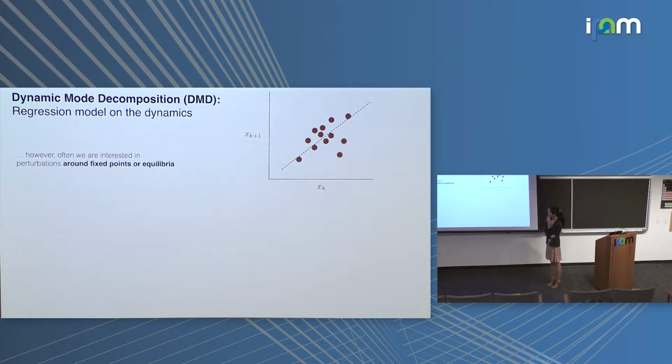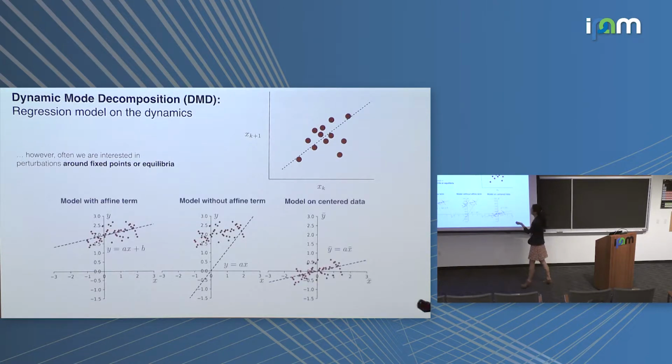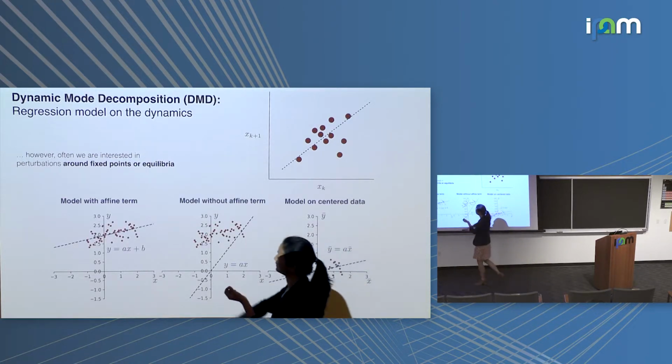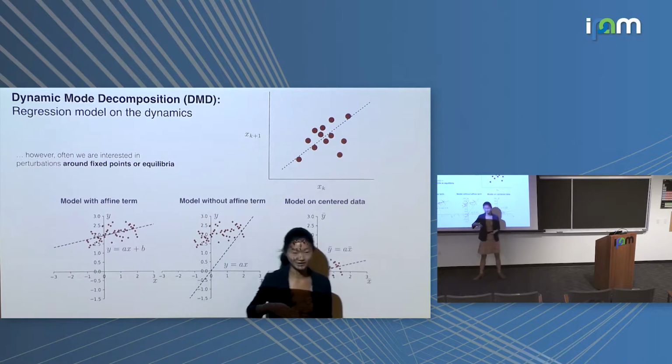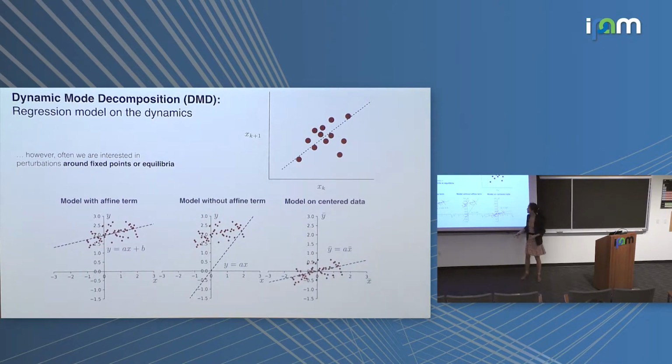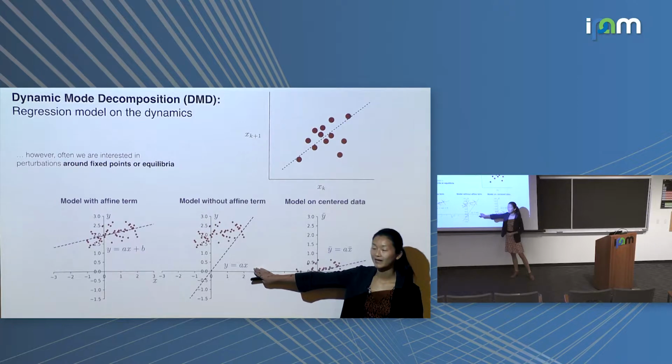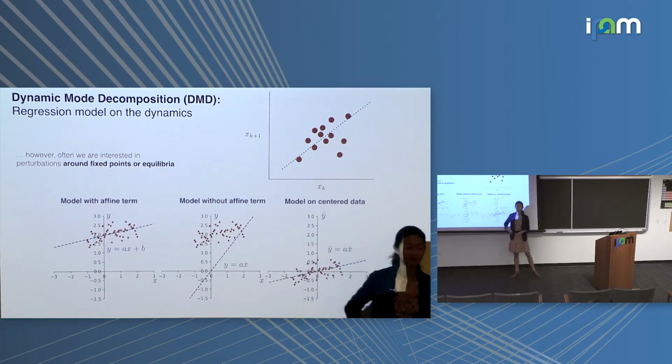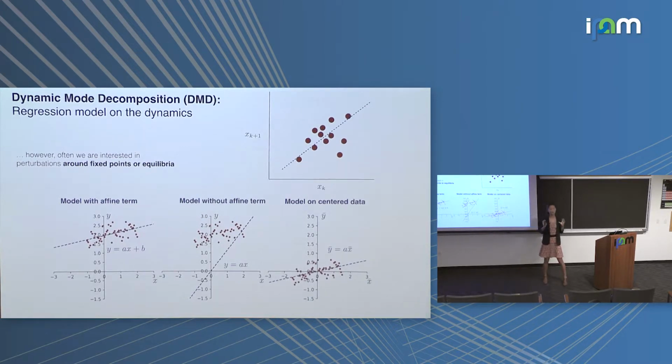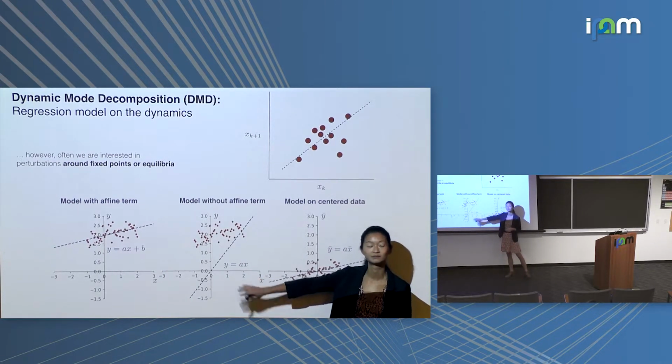And one of the things that puzzled us was the following. Oftentimes, we don't want to be looking at the dynamics around 0. We want to be looking at dynamics around fixed points or equilibria. And what that really looks like is you want your dynamic model to have an affine term, because usually there's an affine term in your regression model. If you have the data, but you don't include an affine term in your model, you get totally the wrong answer. And that was puzzling for us, because in the generic DMD model that we talked about, there is no affine term. It's closer to this picture. This is just a cartoon.